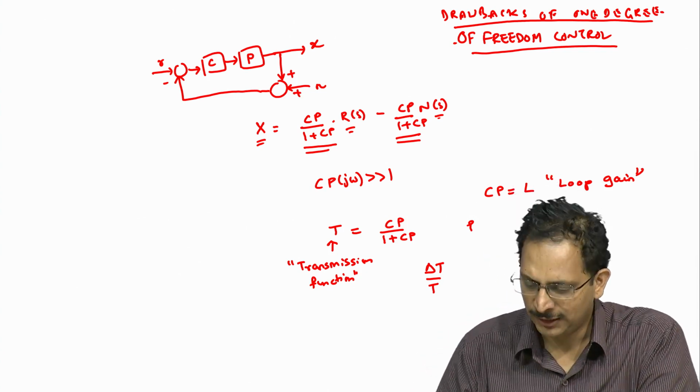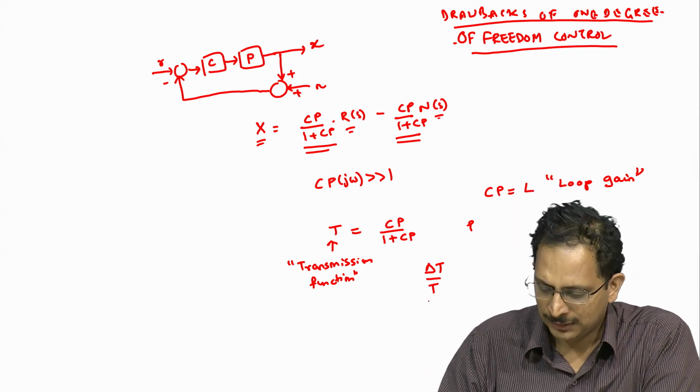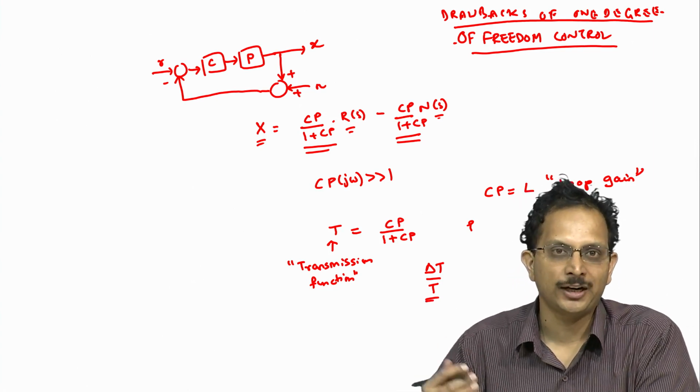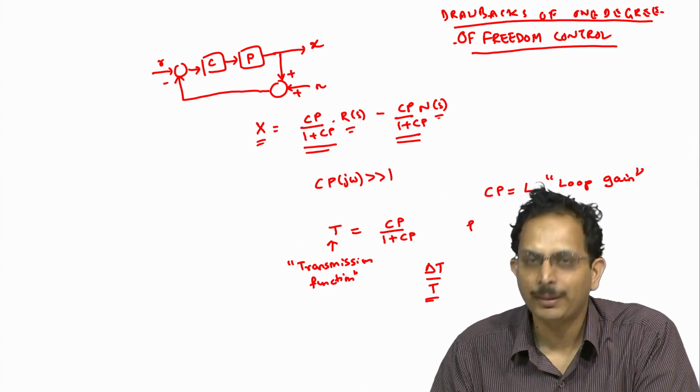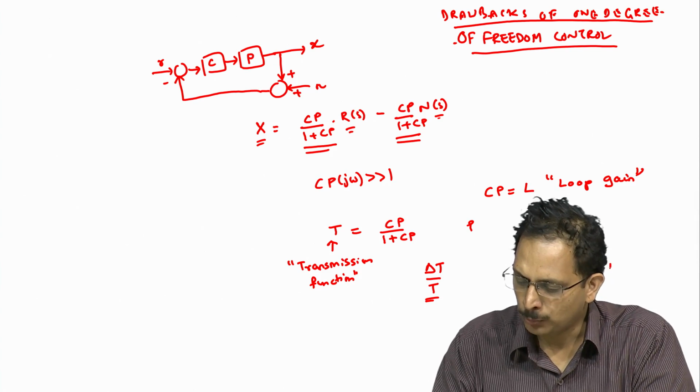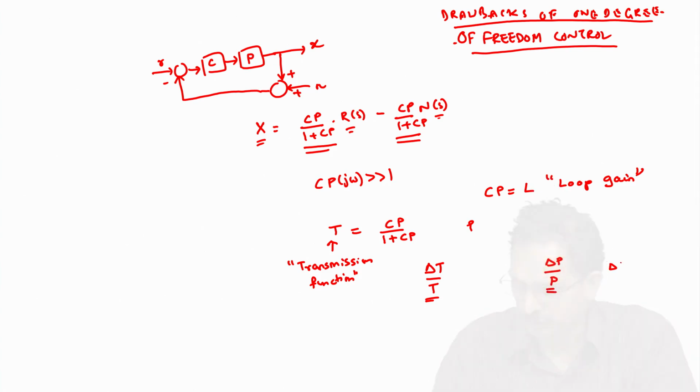So let us first try to derive the relationship between delta T by T, which is the fractional change in the transmission function, and delta P by P, which is the fractional change in the plant transfer function for small changes in the plant transmission function. In other words, when delta P by P is much less than 1, what is the relationship between delta T by T and delta P by P?